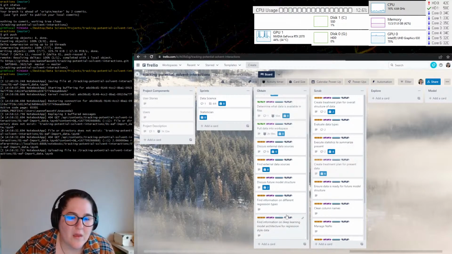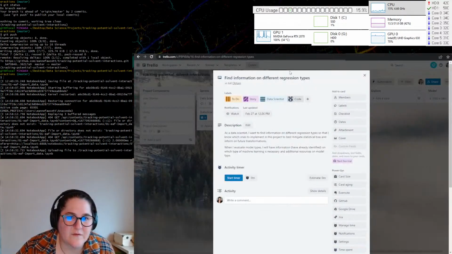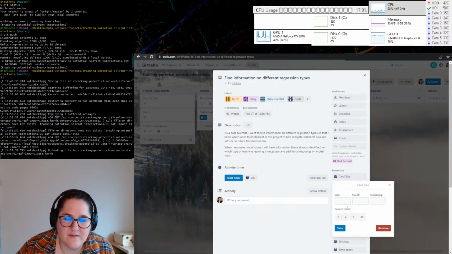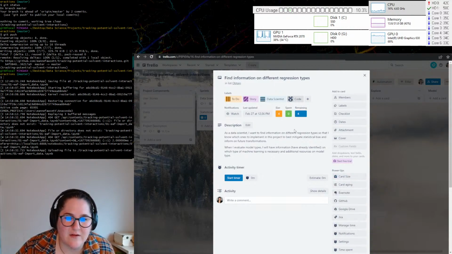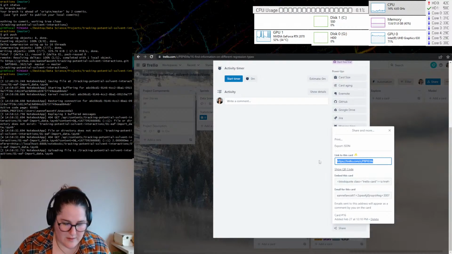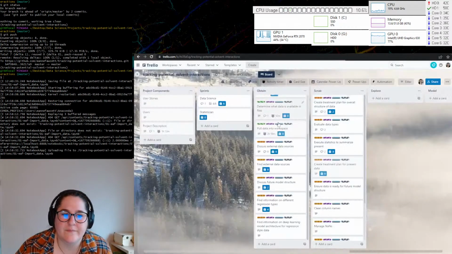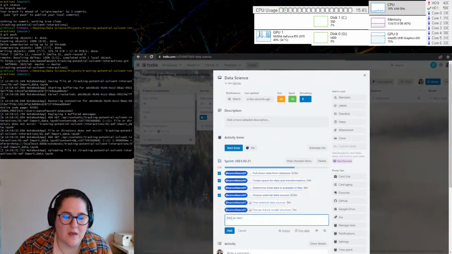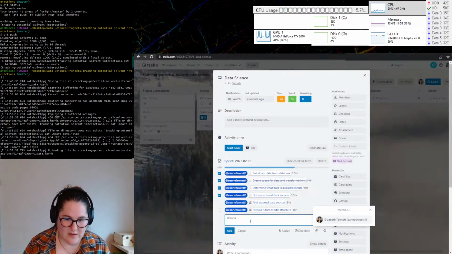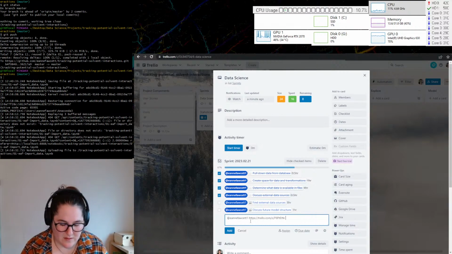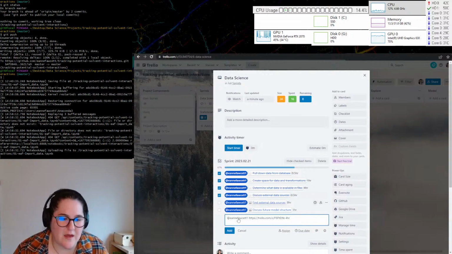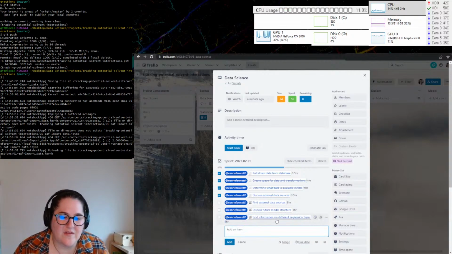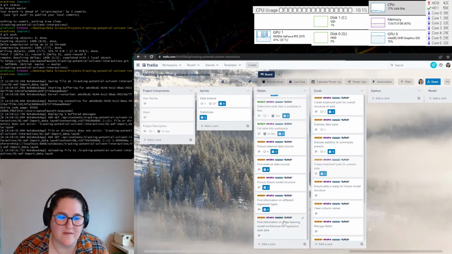Okay, and then find information on different regression types. This I'm going to give a solid half day. This is going to take a little bit of time, around a half day to do. So I'm going to put 4 hours on this. The reason why is because we need to look up stuff. And that's the big thing, whenever you have to look up stuff, that's dedicated thinking time, right?